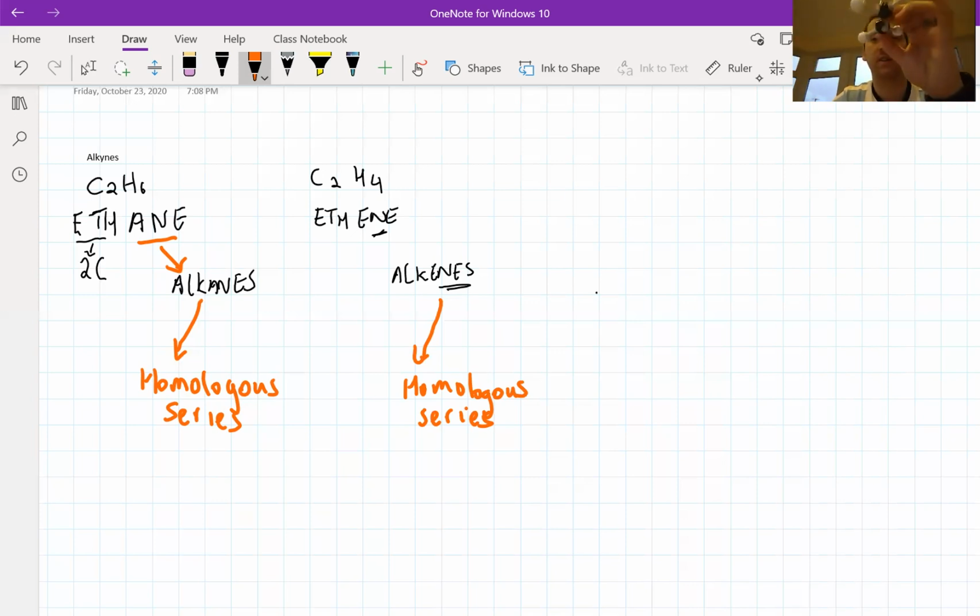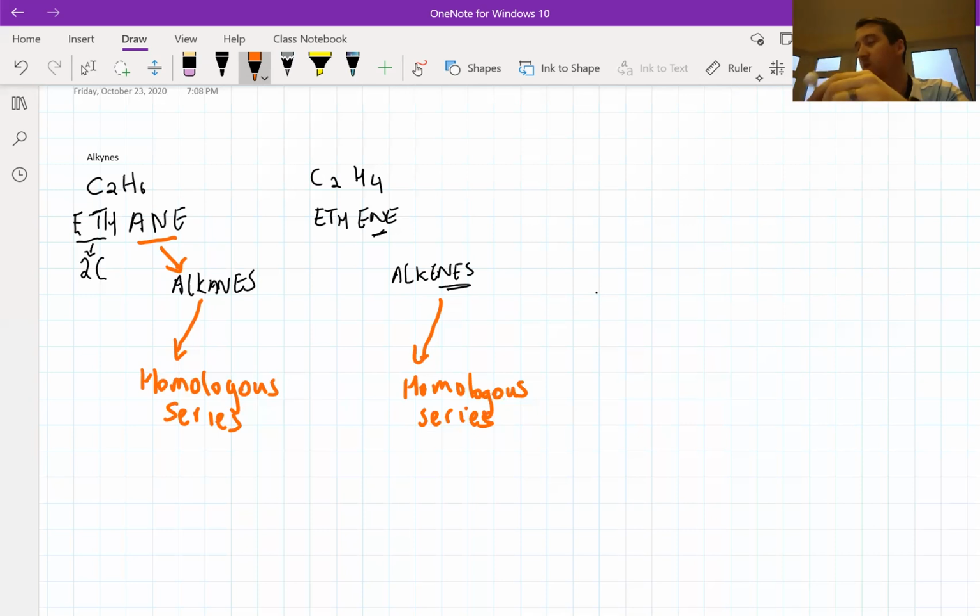They will differ by a CH2 unit. So to make this bigger, I would add on a CH2 to it. And they have a similar method of preparation, similar chemical properties, etc. So that's a definition we've gone over before, and I expect you guys to know it.